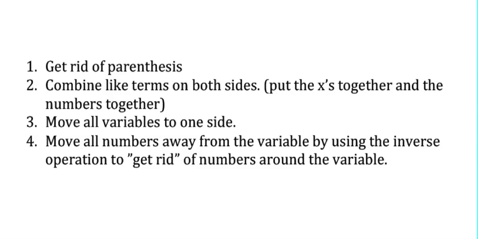At the top of those notes, there are steps for solving an inequality, and the first step is to get rid of parentheses. The second step, you need to combine like terms on both sides, put the x's together and the numbers together. I have x's here, but it can be any variable. Number 3 is to move all variables to one side, and number 4 is to move all the numbers away from the variable by using the inverse operation to get rid of the numbers around the variable. So get rid of the parentheses, combine like terms on both sides, get your variables on one side, and then solve for the variable.